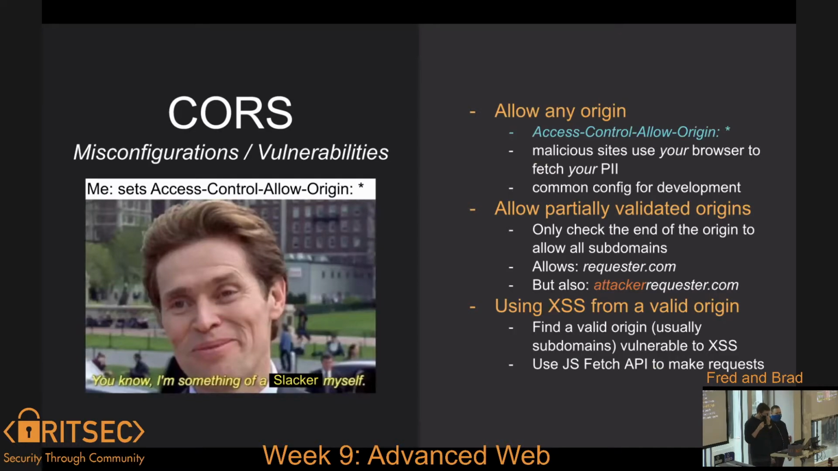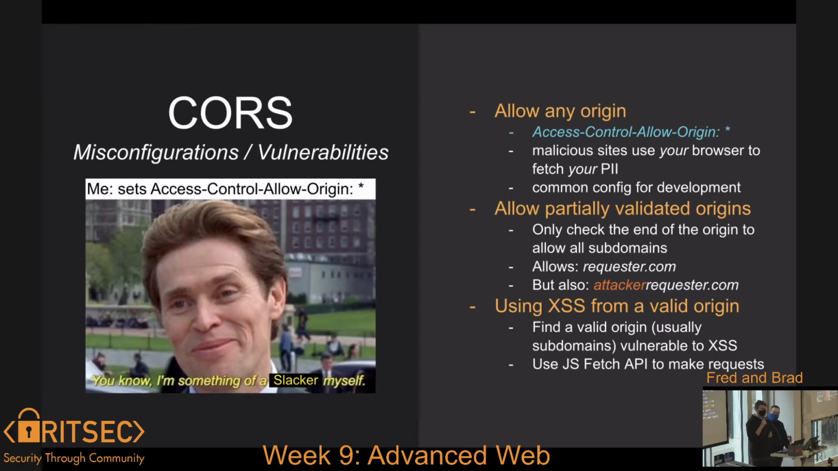So there's a lot of misconfigurations that can happen with CORS. Like I said, Access-Control-Allow-Origin with an asterisk wildcard. It allows everything. That's bad. We can use cross-site scripting to get into our backend. That's not good. So malicious sites can use your browser to fetch your personal information from other sites. And this is a common configuration for development. So if we just need to get it up so that we can start testing the front end, just throw an asterisk in there, it's fine.